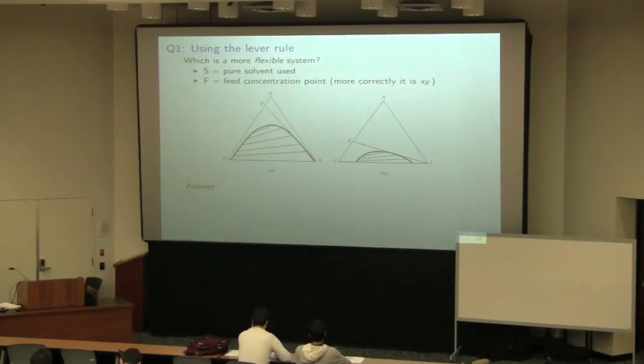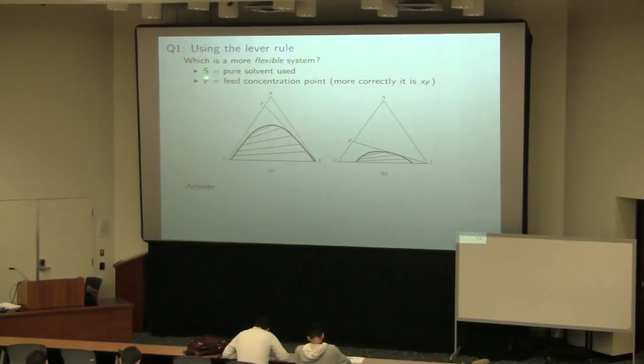So let's work with this question then. Take a minute and convince yourself which of those two systems is more flexible in terms of the range of material that it can treat. So by flexible there, I'm defining that to mean what is the system, A or B, the left or the right one, that is going to be able to treat a wider variety of material.